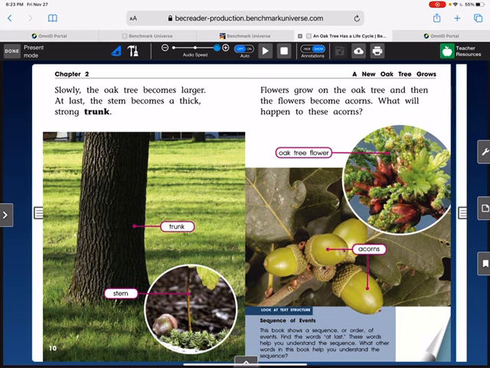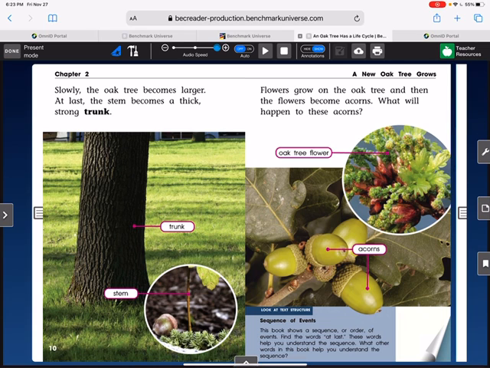Slowly the oak tree becomes larger. At last, the stem becomes a thick, strong trunk. Flowers grow on the oak tree, and then the flowers become acorns. What will happen to these acorns? Do you think they'll be eaten? Do you think they'll drop to the ground?